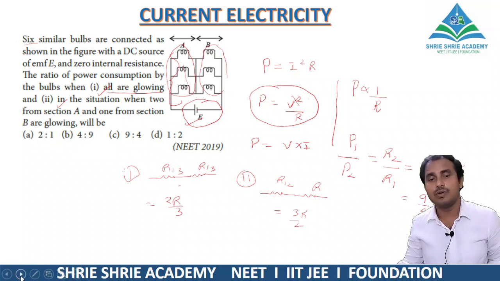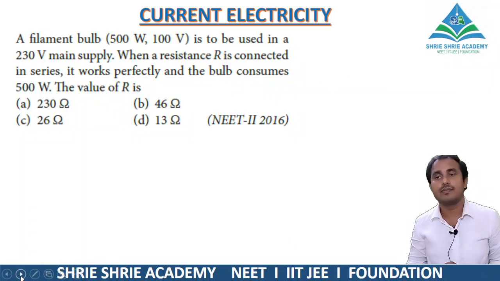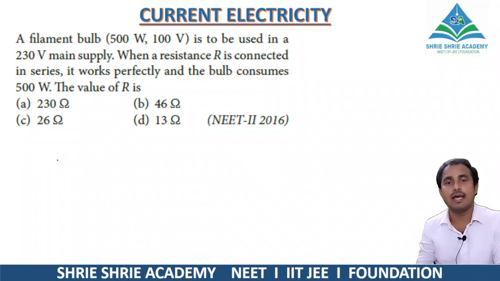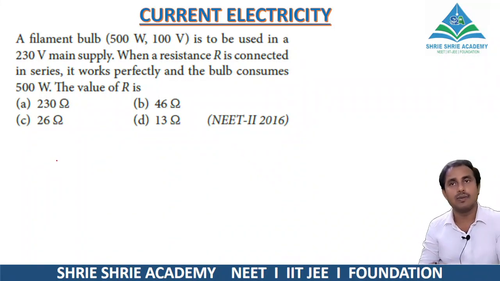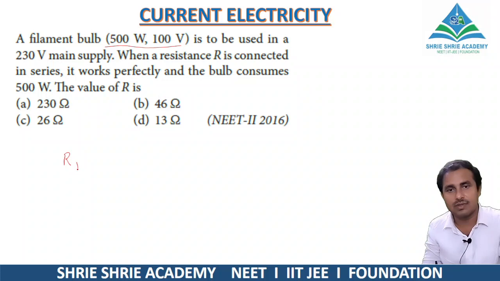Next, move on to the third question. The third question is a little standard, in the sense that here you need to understand a little about power. Whenever this is given, what you see is called the rating of the bulb. Whenever the rating of the bulb is given, the first thing we have to do is find the resistance of the bulb.